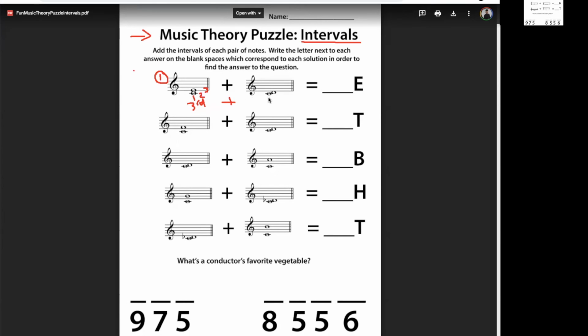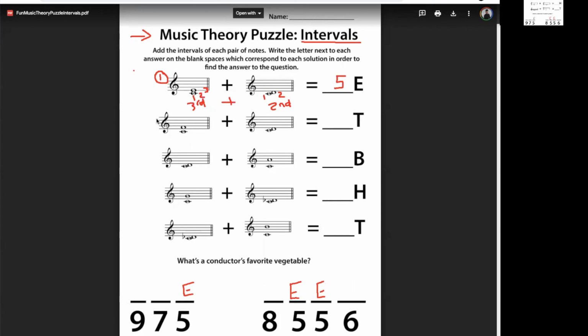Now let's figure out here. So this first note is 1. We count that as 1, and then the next note is 2. So this interval would be a second. And of course, I'm writing on a computer screen and it's not easy. So a third, 3 plus 2 equals 5. So you come down here, and if you see a 5, you put the letter E, okay?